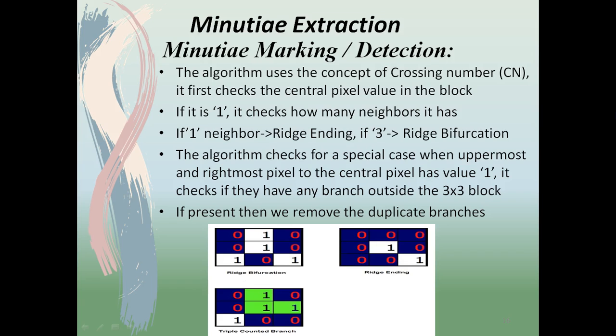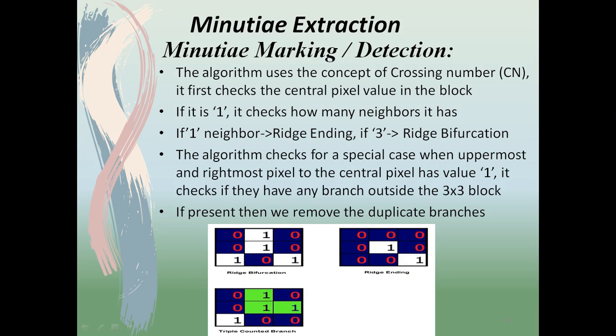The algorithm basically checks for any special case when the uppermost or rightmost pixel to the central pixel has a value of 1. It checks if they have any branch outside the 3 by 3 block. This means that if you look at the third picture, you see the central value is 1, but it also has ones in the topmost and rightmost pixel blocks. Those may be involved with another block next to it, and may be a branch of that block, but it's just present in this block. And we don't want that. What we want is perfect ridge endings and ridge bifurcations, and this is an anomaly. So this is one tricky anomaly that we had to get rid of.